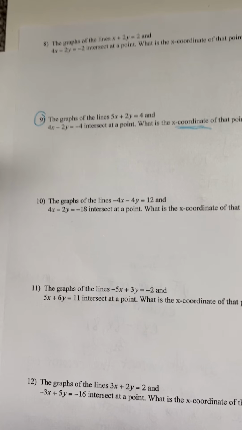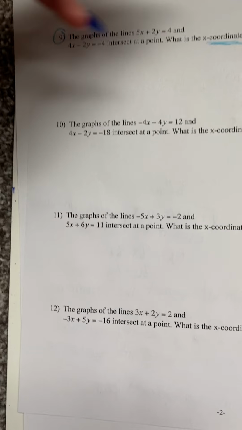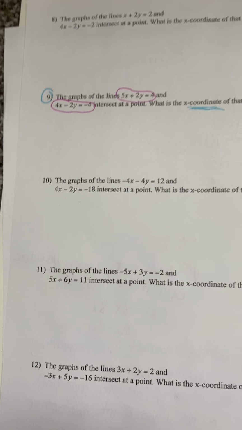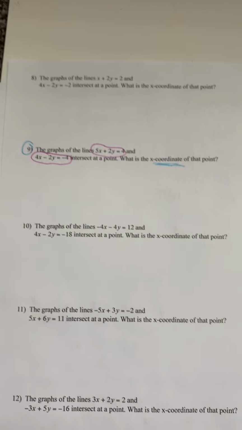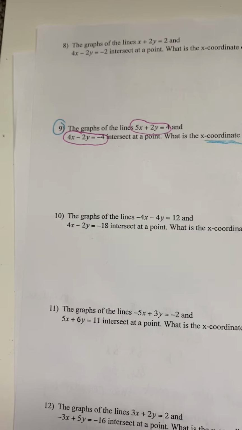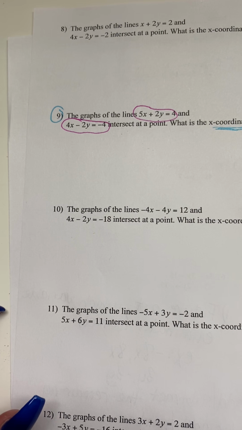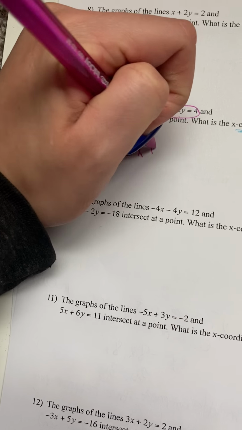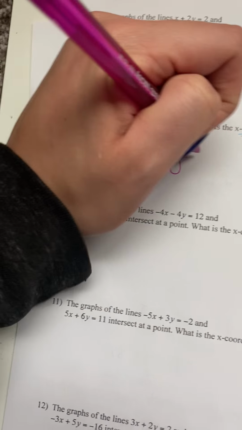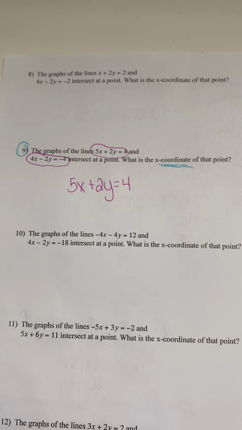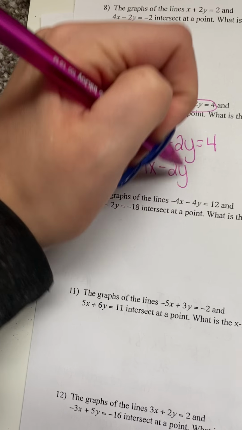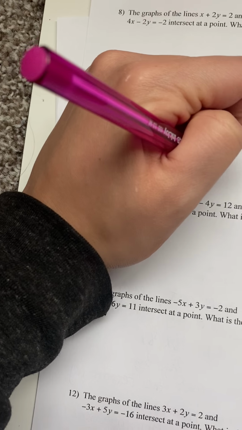So what we're going to do, just like the substitution problems, is take these two equations and rewrite them in our own handwriting. That's the only way that we can do this by elimination. You can't just start doing the problem. You have to rewrite these equations out and see what you're working with. So we're going to have 5x plus 2y equals 4. And then we're going to have 4x minus 2y equals negative 4.